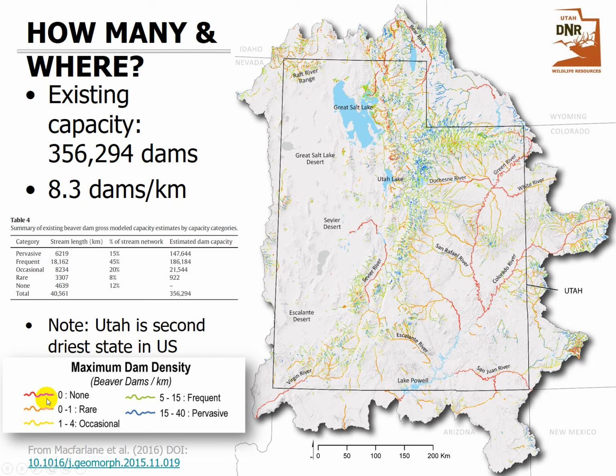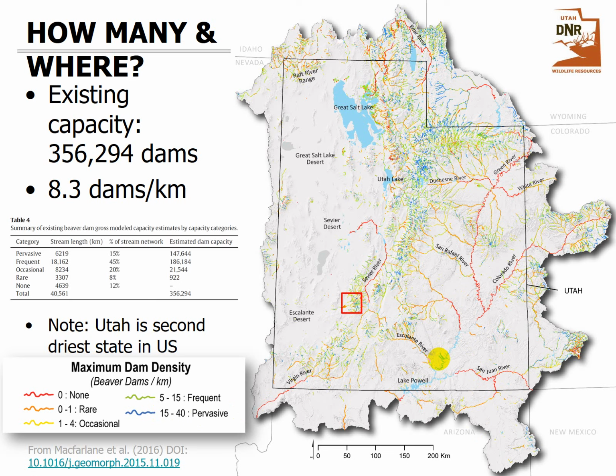So the way to look at this is red is suggesting that we have no capacity to support dams. So on some of these bigger main stem rivers with higher base flows, beaver just aren't going to build dams across those. Orange are rare, grading through yellow, green, and blue is pervasive. Blue is upwards of 15 to 40 dams per kilometer, so quite high densities that they will build, particularly in steeper areas with really ample vegetation resources.